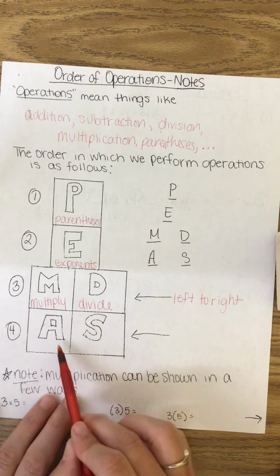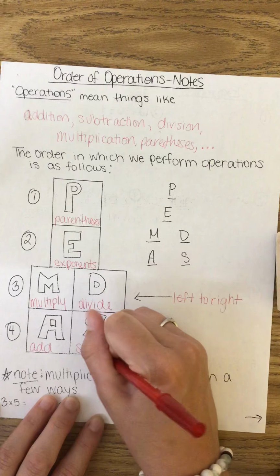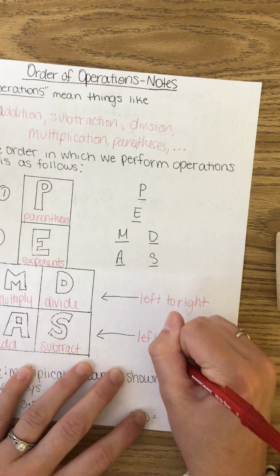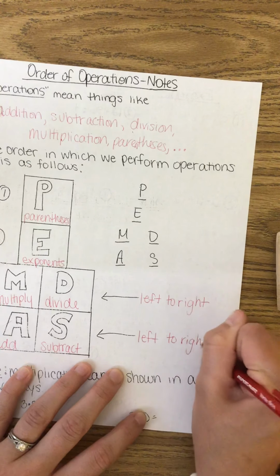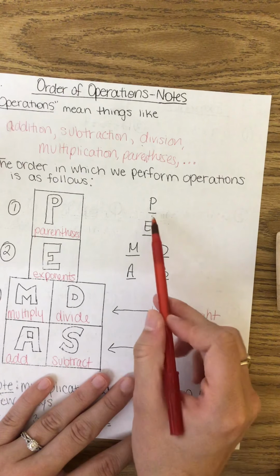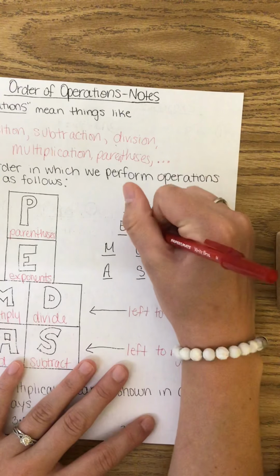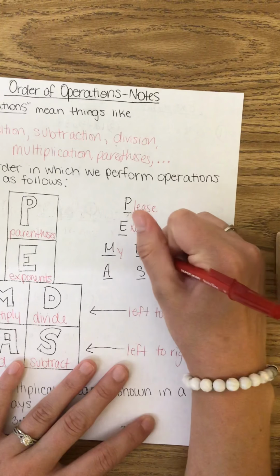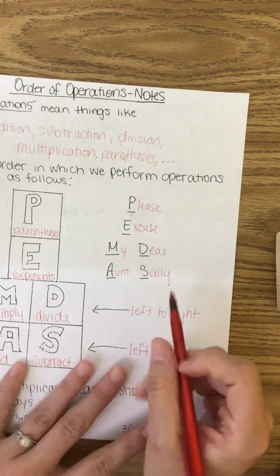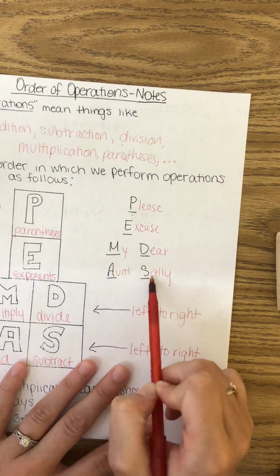And then your last step is an A and an S, which stand for add and subtract. And the same thing here. They're on the same level. So you have to do them in your problem from left to right. And then one way a lot of people remember this, they either actually say PEMDAS or please excuse my dear Aunt Sally. And that's just a way to remind you P, parentheses, E, exponents, M and D are multiply and divide, and A and S are addition and subtraction.